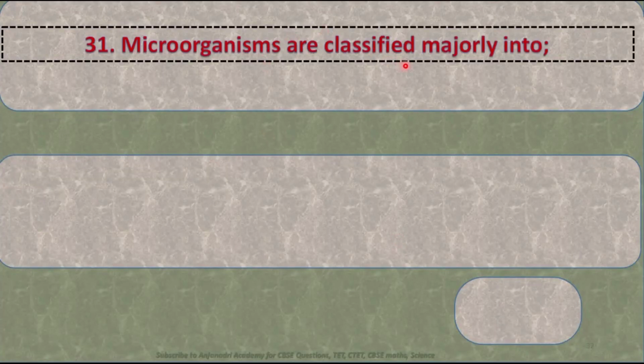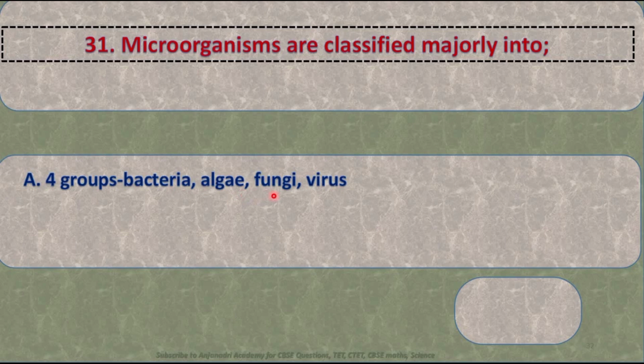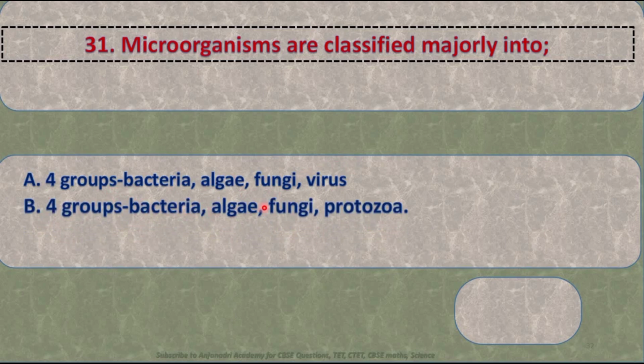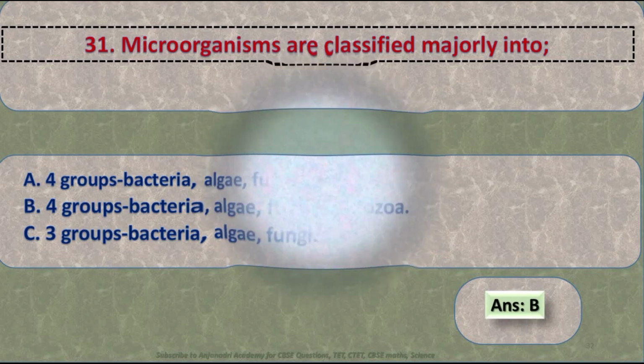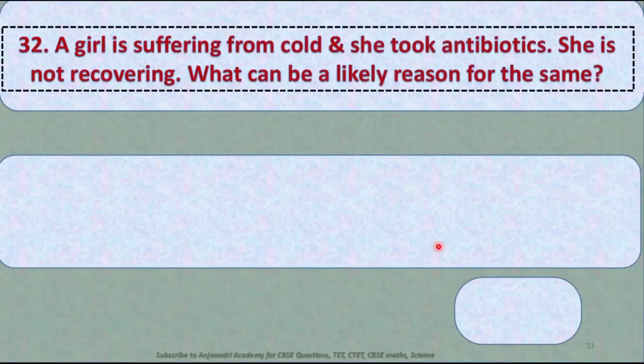The next question is, microorganisms are classified majorly into four groups: bacteria, algae, fungi, virus. Option B, four groups: bacteria, algae, fungi, protozoa. Third option, three groups: bacteria, algae, and fungi. The correct answer is option B, four groups, that is bacteria, algae, fungi, and protozoa. Here is the next question.